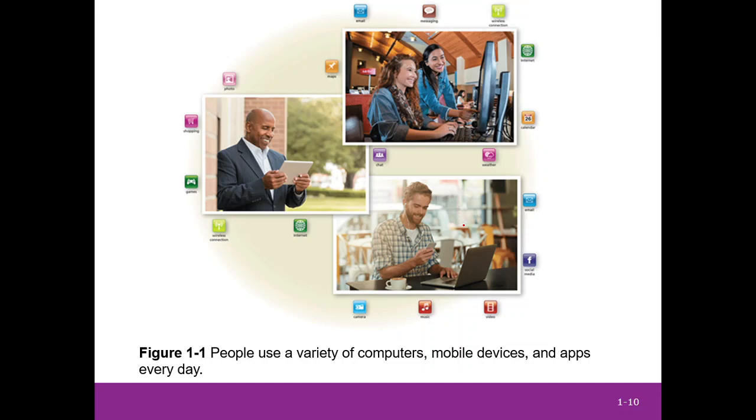We use all these different types of computers, like desktop computers, laptops, smartphones, and tablets. Some of us use all these technologies on a daily basis. We come across multiple apps, software, and devices on a daily basis. So technology is everywhere in our modern lives. So we need to be aware of it.